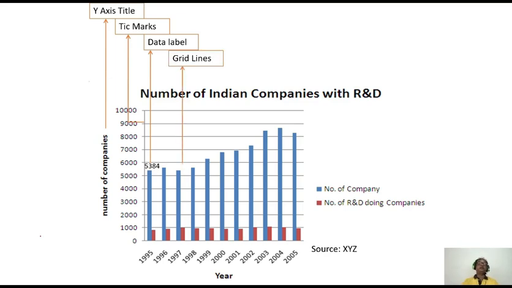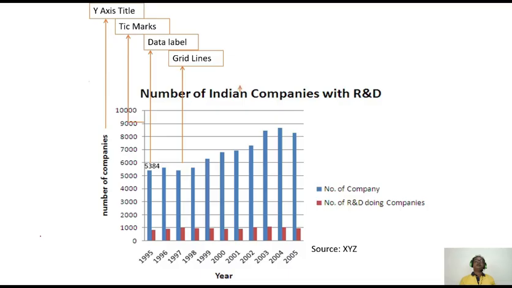Then you look at these lines. These are called the grid lines. These are the grid lines that come out from the y-axis. Similarly, we can have grid lines from the x-axis as well. These grid lines help us to understand which line is representing what value.